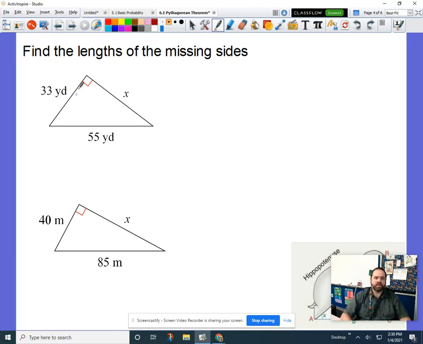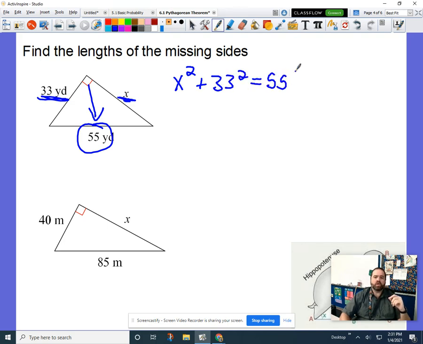So what I'm looking at here, I'm identifying my C first, so then these two are A and B either way. So I'm setting this up as A squared plus B squared equals C squared. Now, if you haven't had me for algebra, you might be a little rusty with exponents, but you are squaring these things. You are not taking 33 times 2. You're taking 33 times 33. So the first thing you need to do is go through and evaluate your exponents. So x squared, I can't really do anything with.